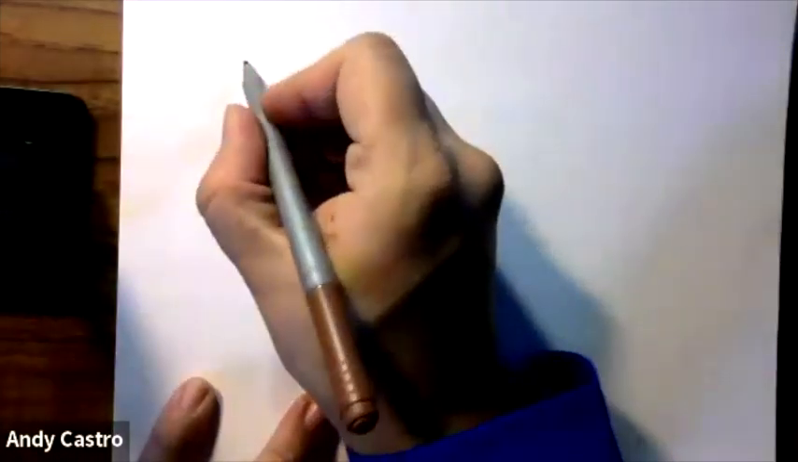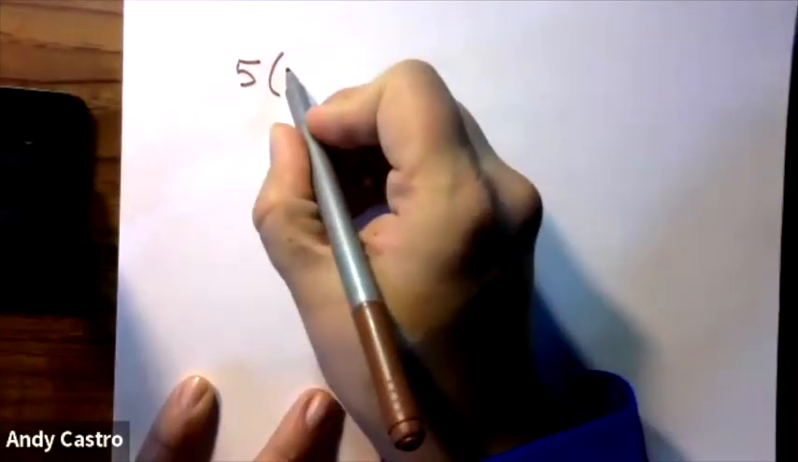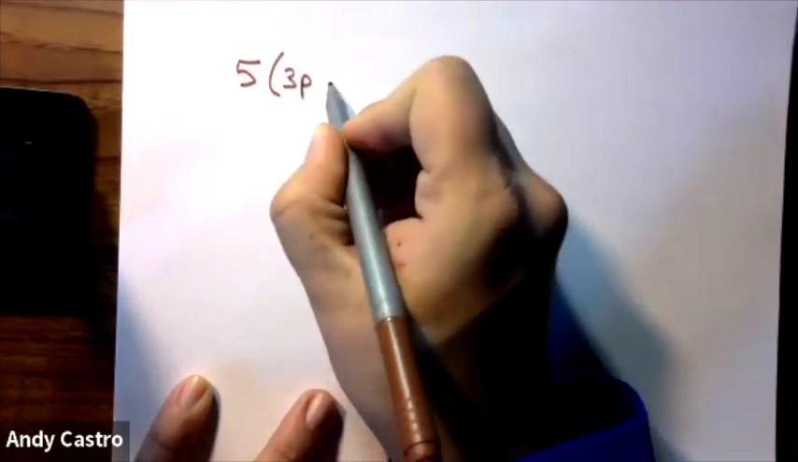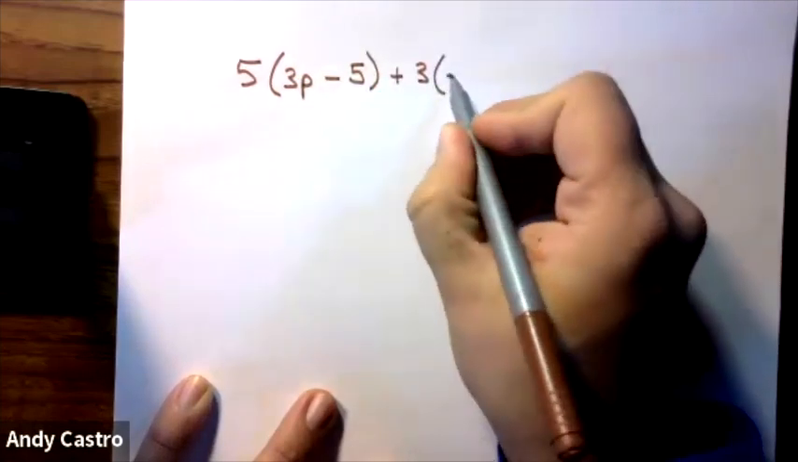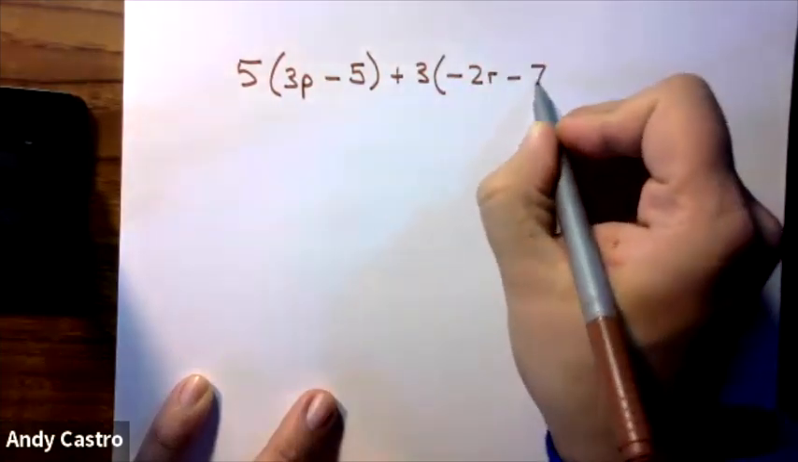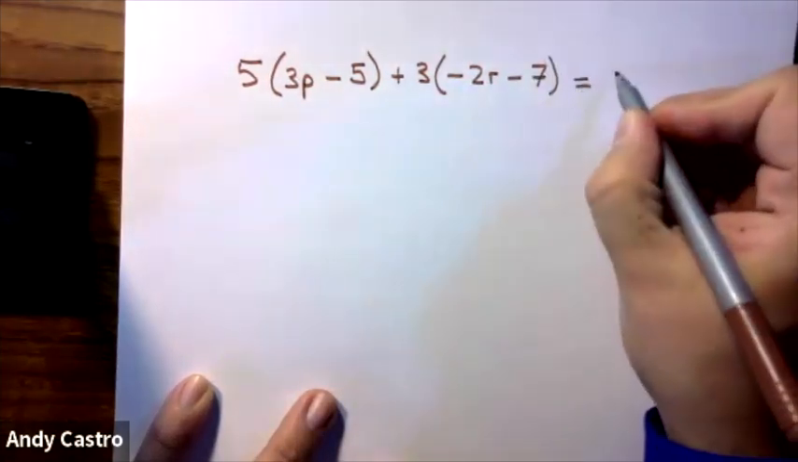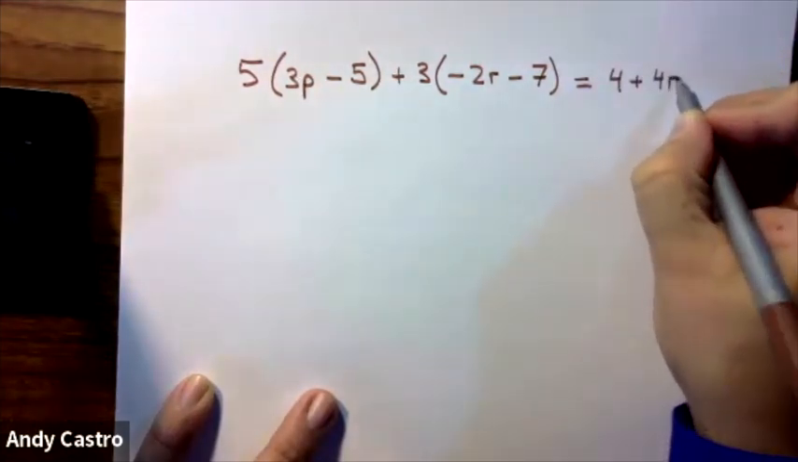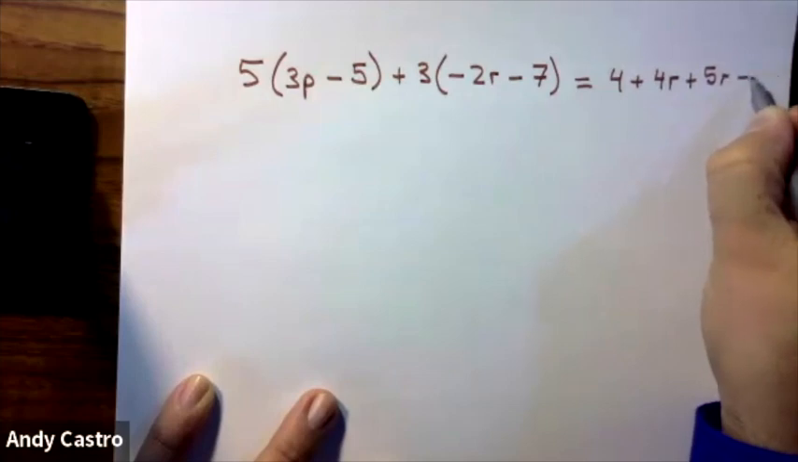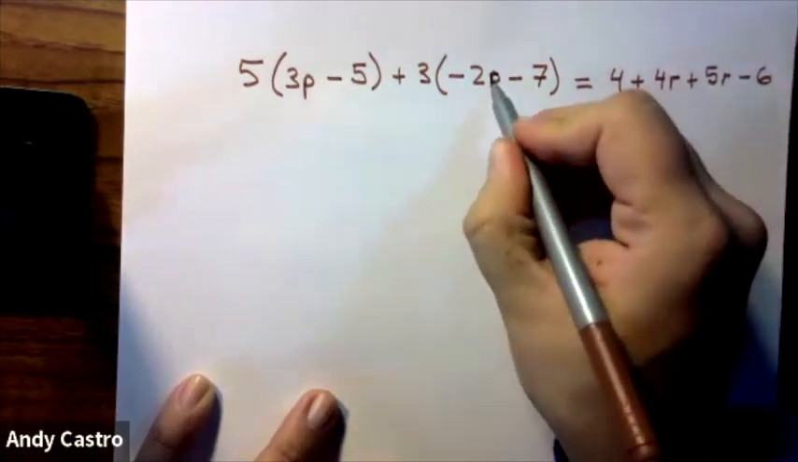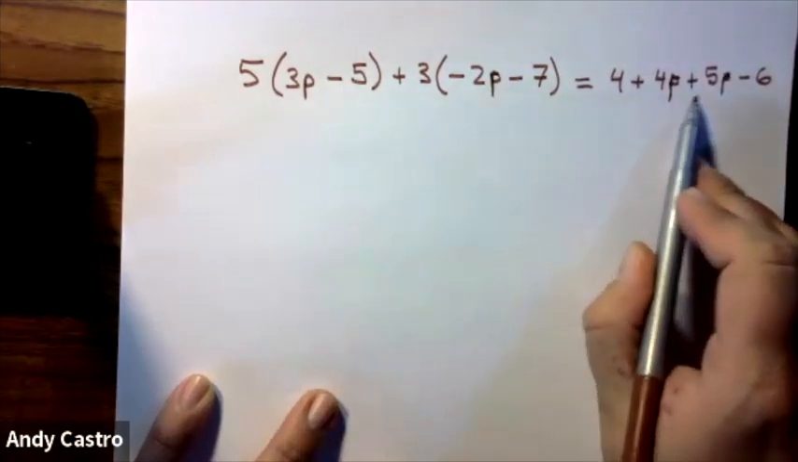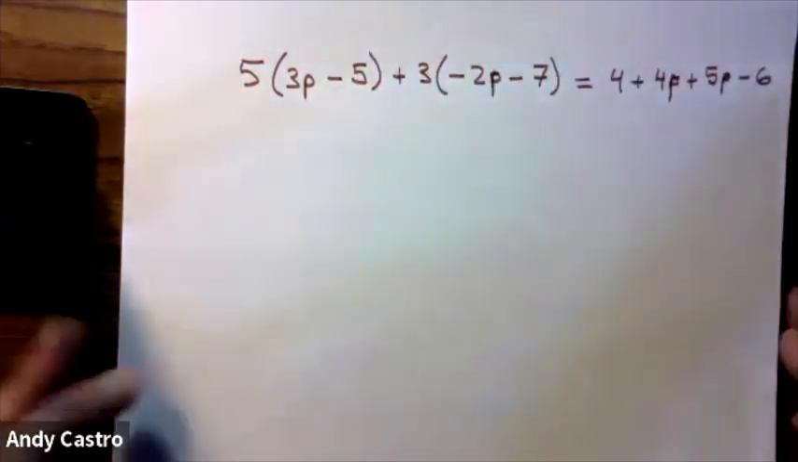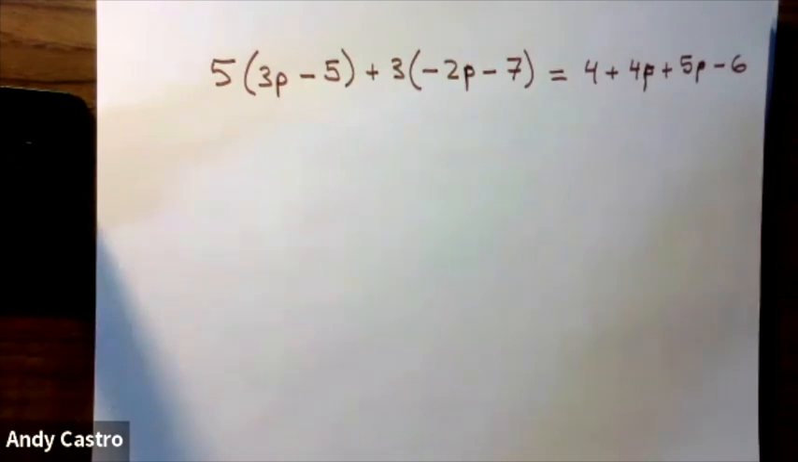All right, let's do 5 times (3p minus 5) plus 3 times (-2p minus 7) is equal to 4 plus 4p plus 5p minus 6. I'm sorry, p. What am I doing? -2p there. We're not getting into multiple variables in our equations yet.